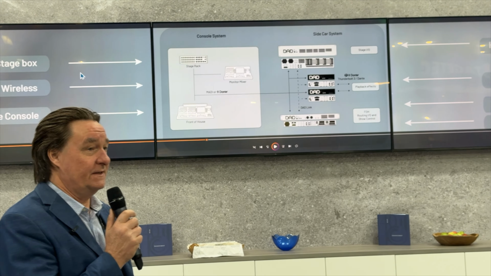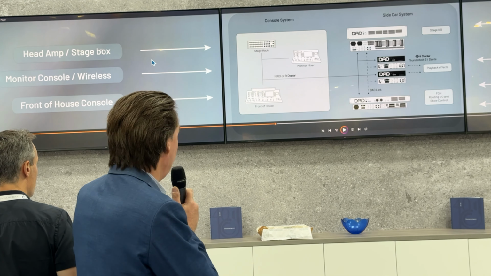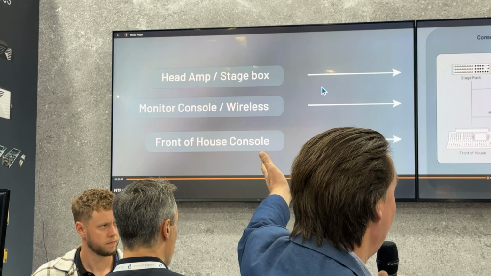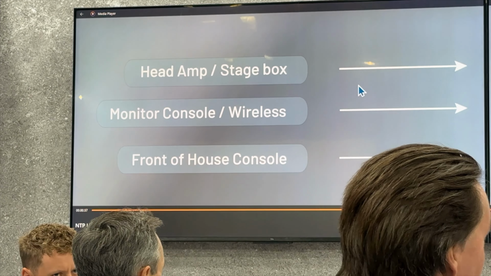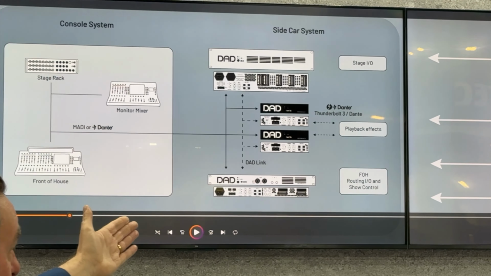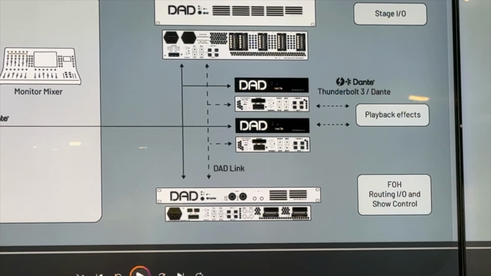So what does this actually do? This is very familiar for most of you, I'm sure, but as I said before, we have the head amp, the monitor console, we may have some wireless, we may have the front of house stuff here, and then head amp, redundant playback, recording, show control, all of which is manageable via the DADman software.